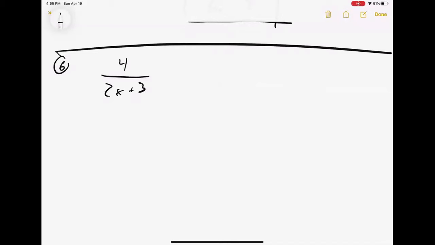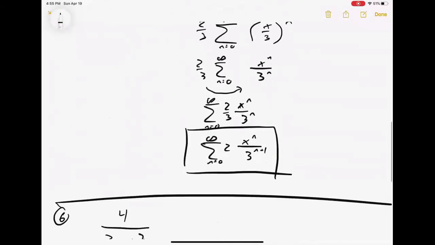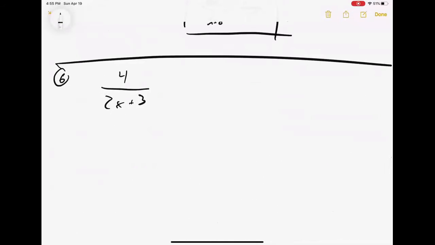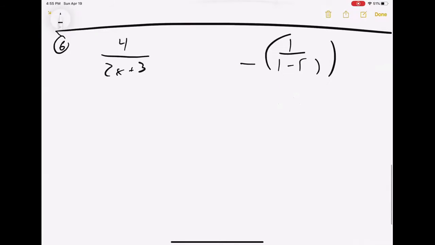I have 4 over 2x plus 3. So let's try and find the power series for this and the interval of convergence. Up until now, we've just been doing power series, so let's also try and find the interval of convergence.